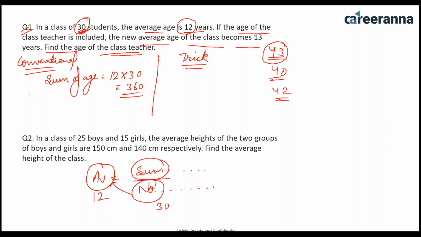As per the question, if the age of the class teacher is included, the new average age of the class becomes 13. So now, how many people do I have? 30 students plus one teacher, it is 31. Number of observations, 31, and the average is 13. So I just have to multiply these numbers: 13 multiplied by 31. Can you please tell me what will be the value?